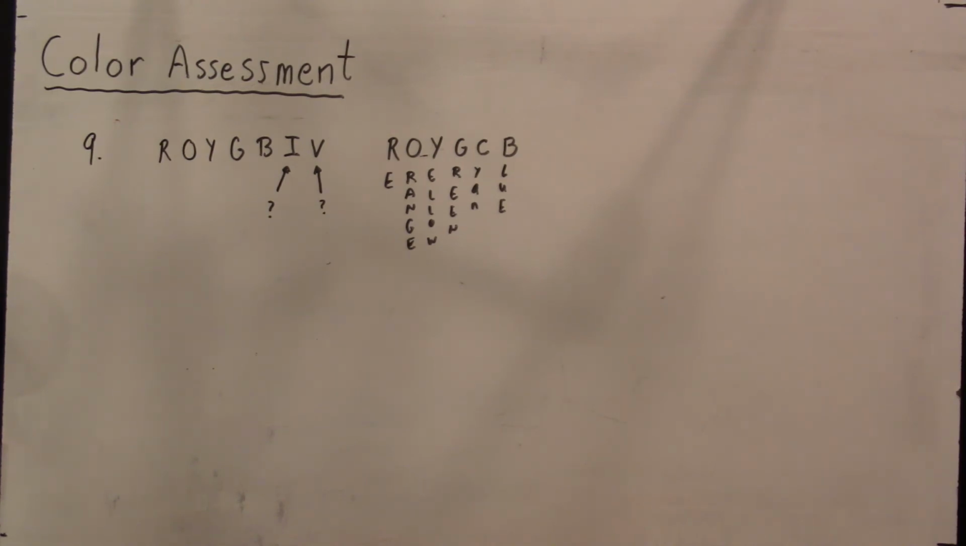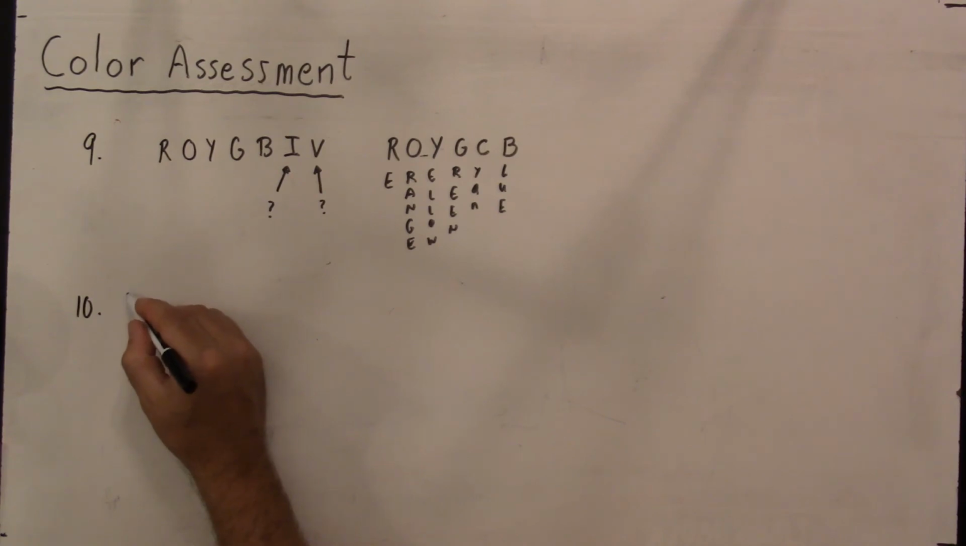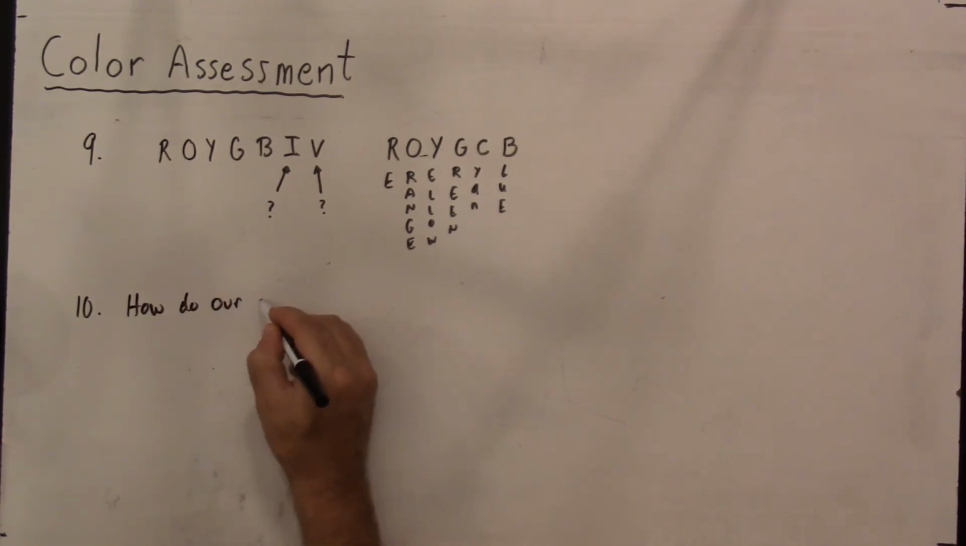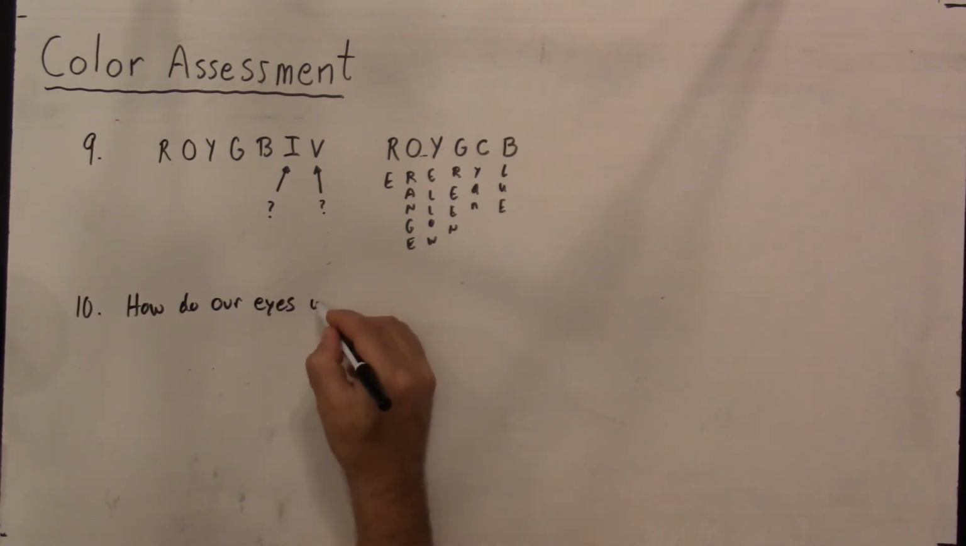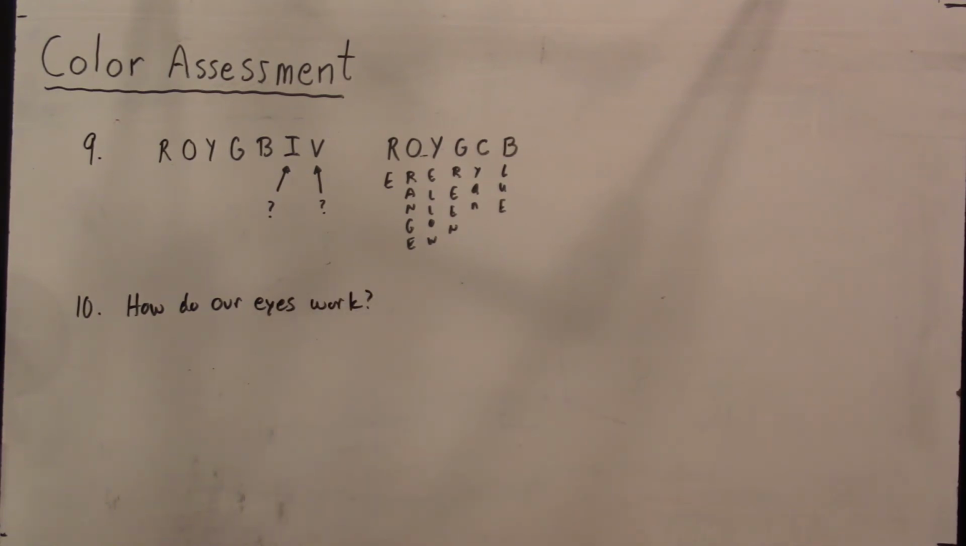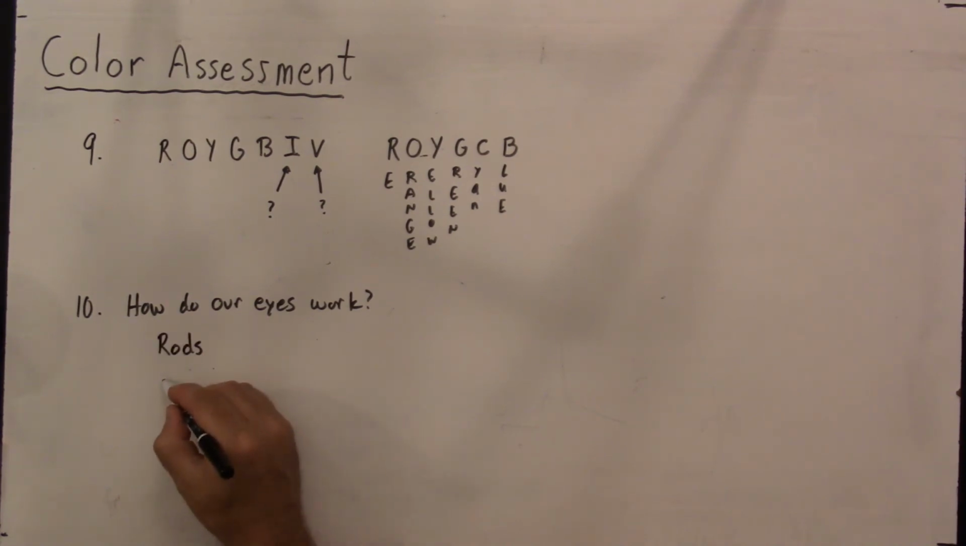And number 10 says, which of these is true about how our eyes work so that we perceive color? All right, 10. How do our eyes work? Well, the thing about our eyes is that in the back of our eyes we have two things. We have rods and we have cones.